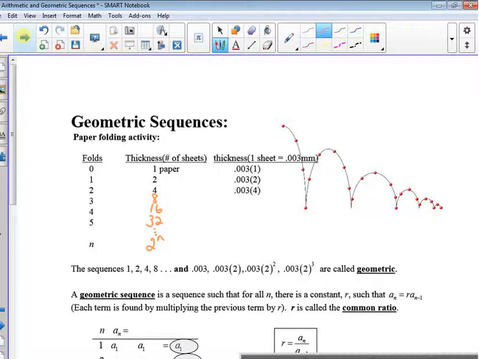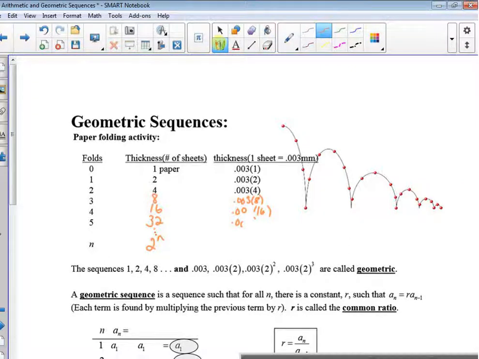So when you end up multiplying to get from one term to the next, that's called a geometric sequence. So this would be 0.003 times 2, 0.003 times 4, 0.003 times 8 times 16, and so on.